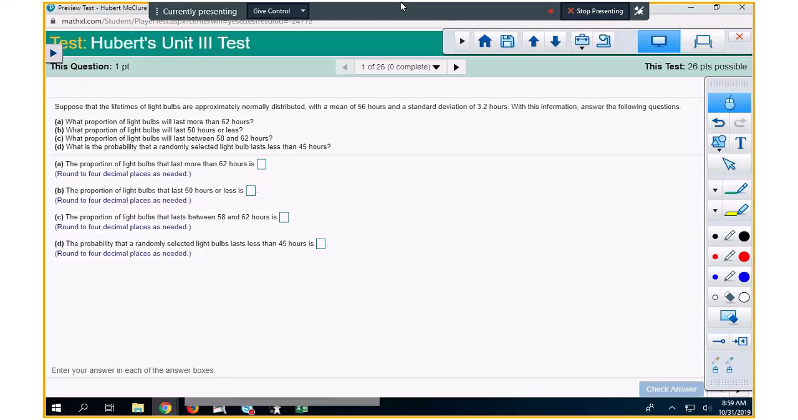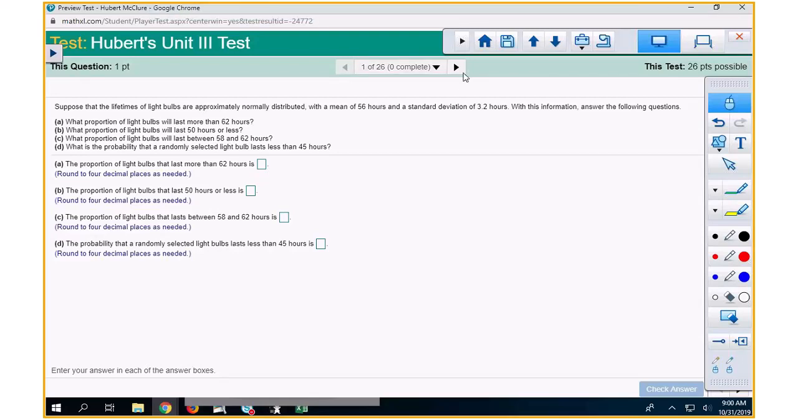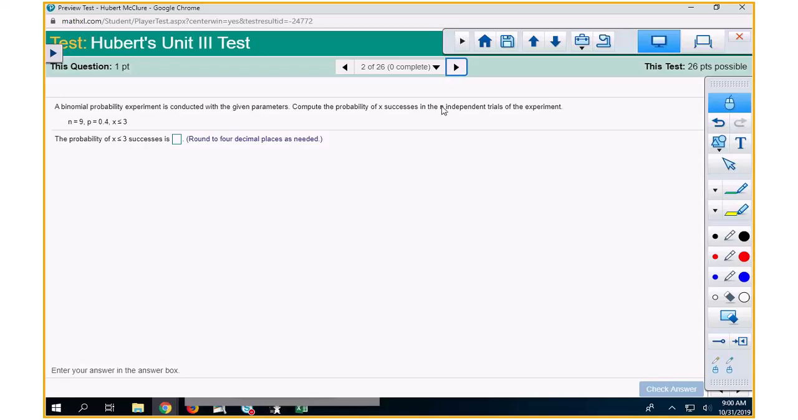round to 4 decimal places. When you see that round to 4 decimal places, that usually means they want you to do z-scores. So that's a z-score question. I'm just going to go through the test and show you that we've gone over these. I think we've done a couple of these in your notes. We just did one of these. So that's in your notes.